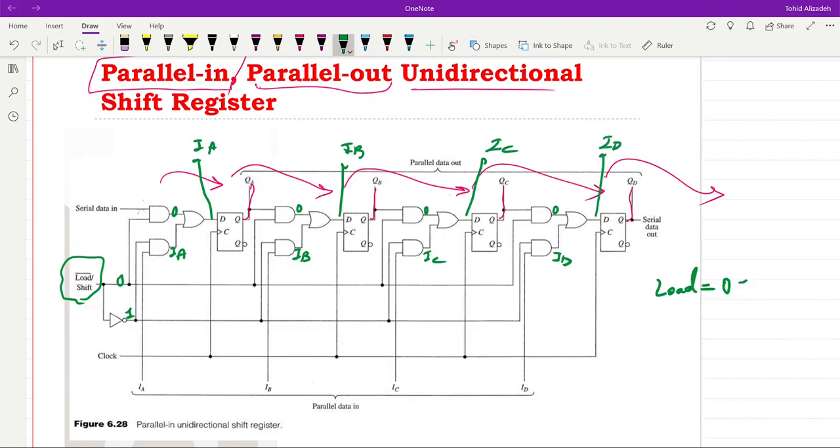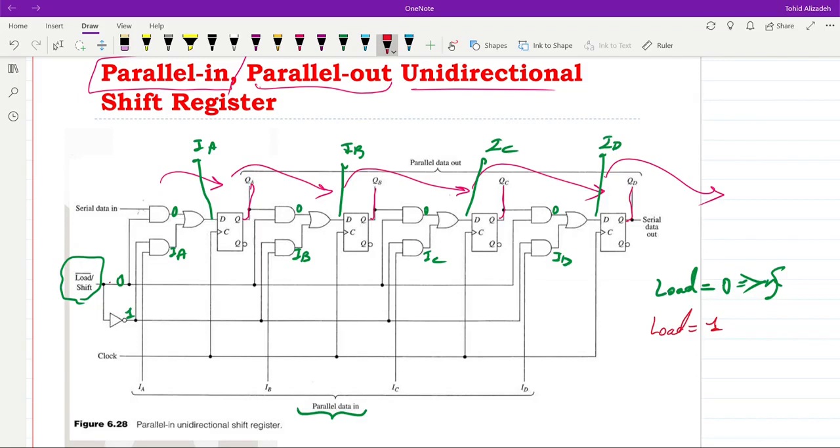So you can see that when load is equal to 0, at the rising edge of the clock, the content of the shift register will be updated with the new value which comes from the parallel data in. On the other hand, we can have the load equal to 1. When load is equal to 1, let us see what happens here.